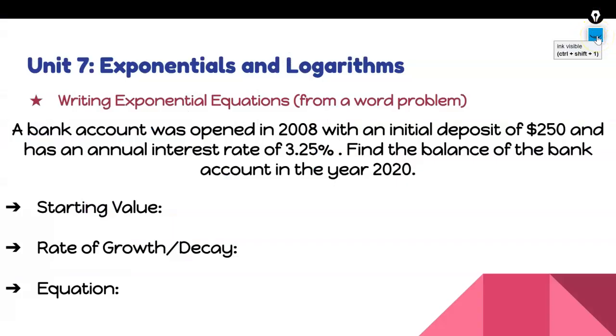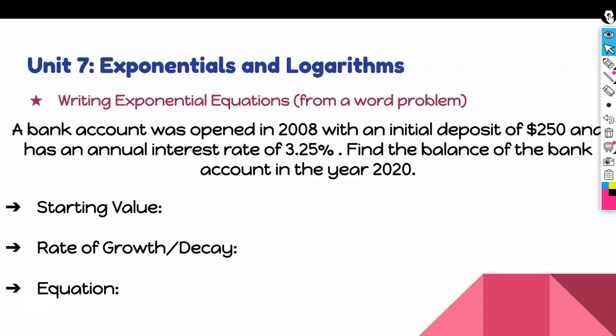Going back to our slideshow, we have writing an exponential equation from a word problem. You are going to be given a word problem, and it is going to give you this information, something very similar to this. From the word problem, you're going to need to determine all of the stuff that it's asking for right now. It's talking about a bank account with an initial deposit of $250 and an annual interest rate of 3.25%. Then find the balance of the bank account in the year 2020. Your starting value, and so I would definitely write this in your notes for a word problem.